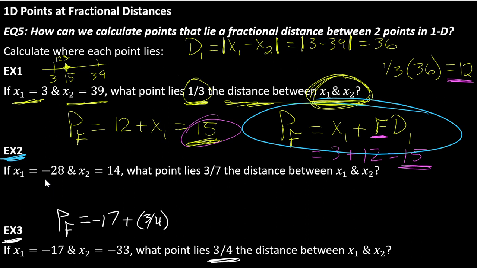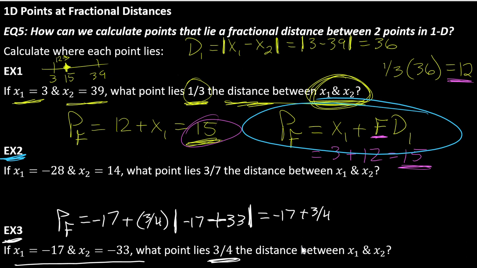So we're looking for a point 3/4 the distance between x1 and x2, right? Times our one-dimensional distance, which is going to be the absolute value of negative 17 minus negative 33. And we have to be careful here. This right here is a double negative. So the negative of a negative is just a positive, right?